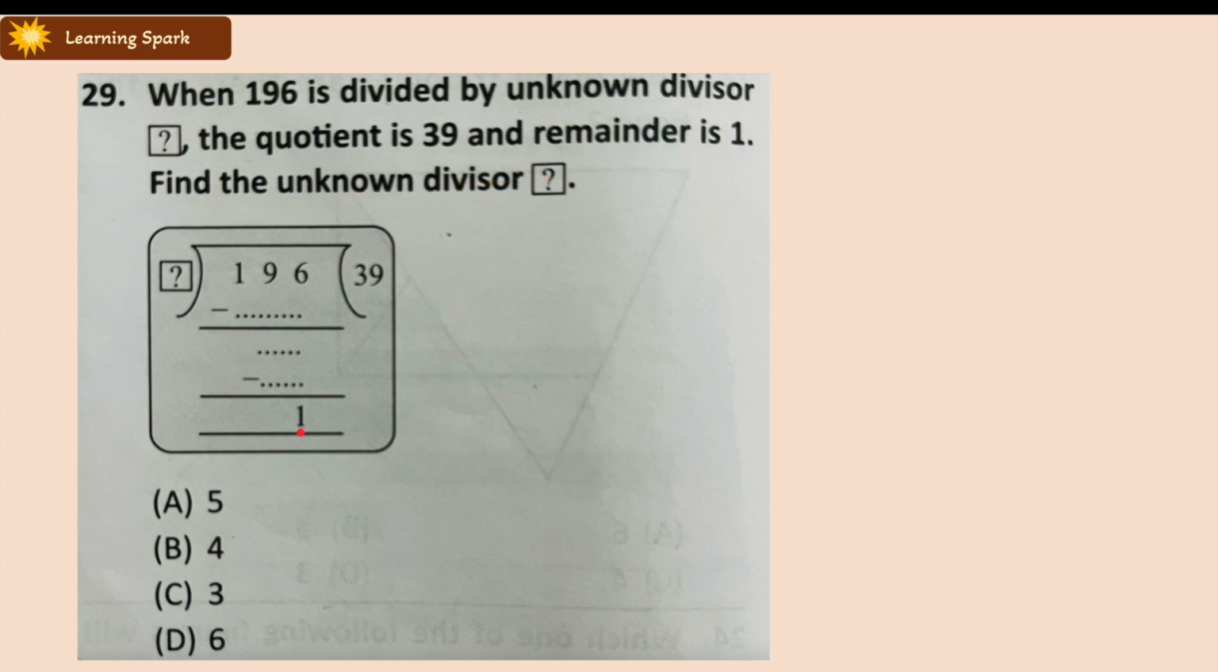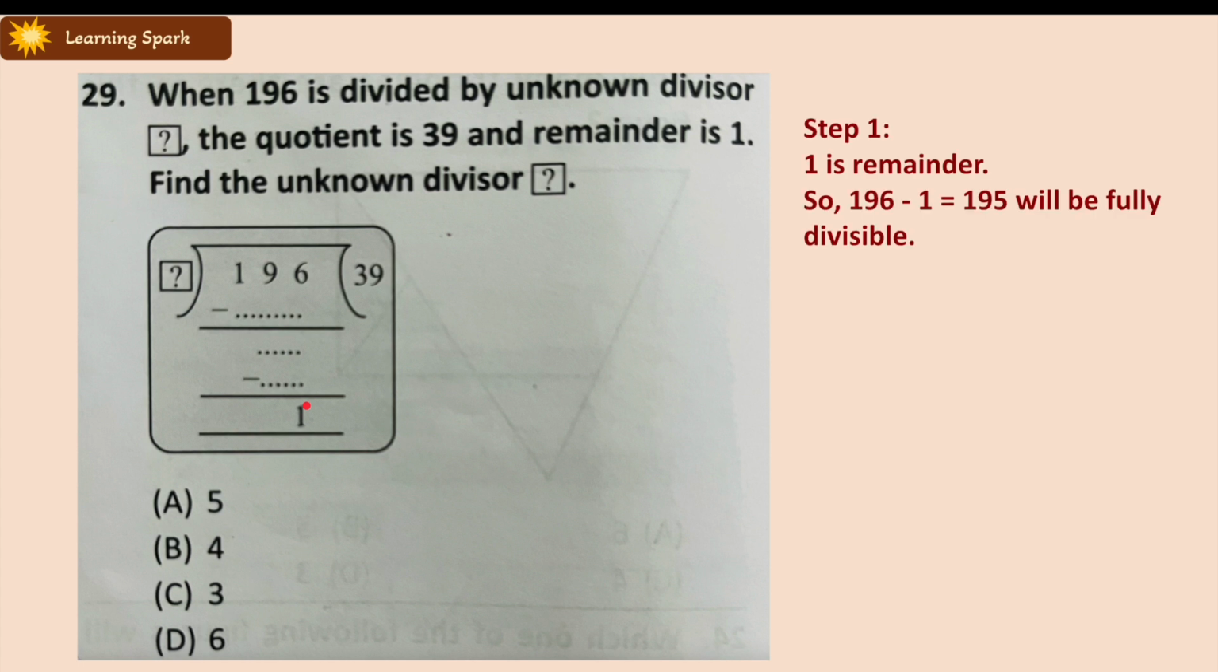So first of all, see, the remainder is 1. If we subtract the remainder from this number, then it becomes 195. 196 minus 1 is 195, and this 195 will be fully divisible by the unknown divisor. It will be fully divisible and the result will be 39. So let's work with 195 instead of 196, which will be fully divisible.